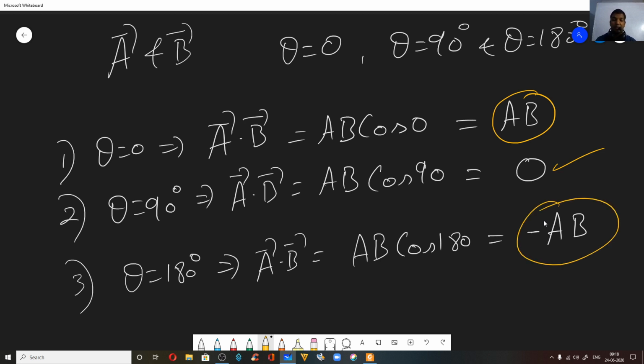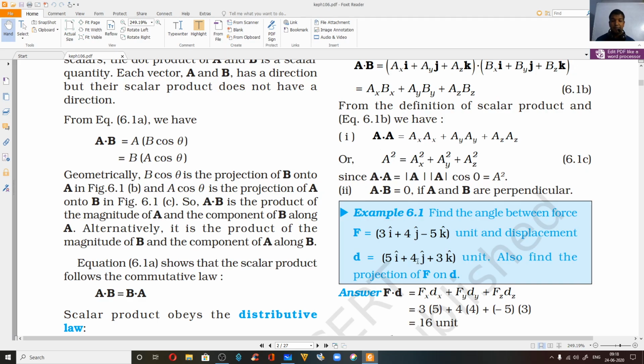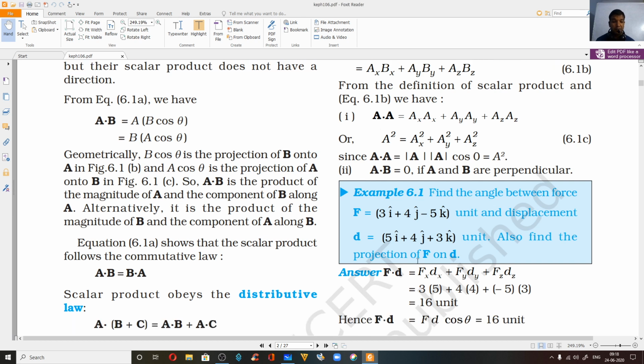So one simple thing you need to remember: the result given by the dot product or scalar product is always a scalar. It has only magnitude but no direction. Fine. I hope I have covered almost all the things.